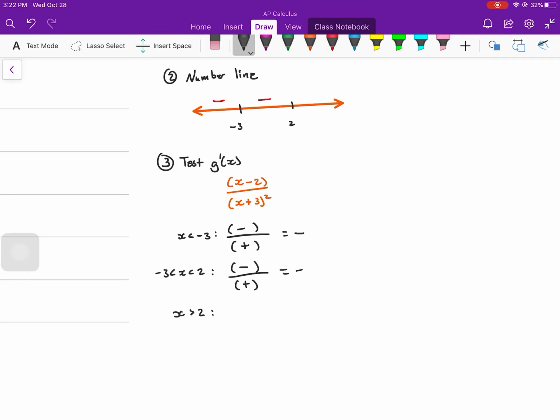Last, we have x is greater than 2. So what's a number greater than 2? Let's go with 3. 3 minus 2 is positive over 3 plus 3, which, being squared, is also positive no matter what. So we get a positive in that interval.